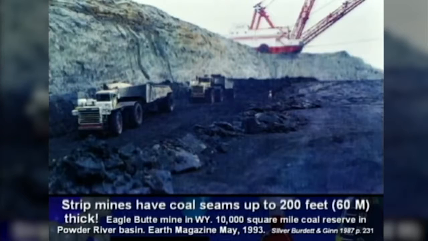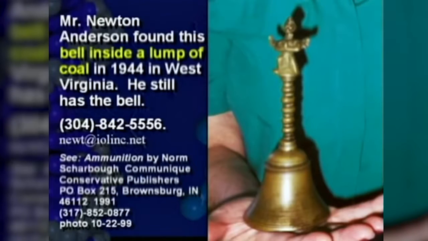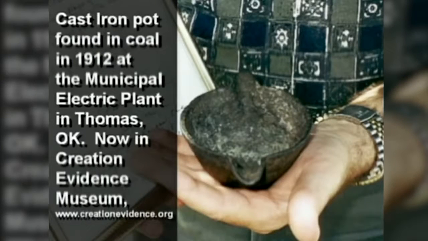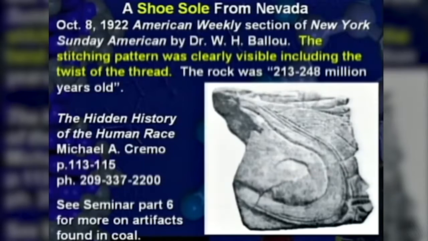And sometimes in coal, human artifacts are found. This bell was found inside a lump of coal. This iron pot was found inside a lump of coal. The sole of a shoe found inside a lump of coal. We cover more on that on video 6 about coal formation.